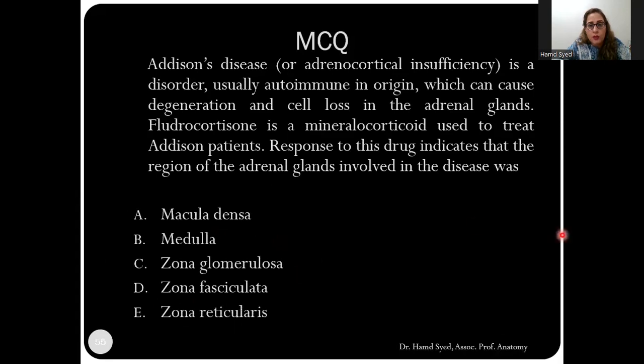So if we have a patient with Addison's disease, and there is degeneration and cell loss in the adrenal glands, fludrocortisone is given to treat the patient, which is a mineralocorticoid. And response to this drug indicates that the region of the adrenal glands involved is, of course, zona glomerulosa.